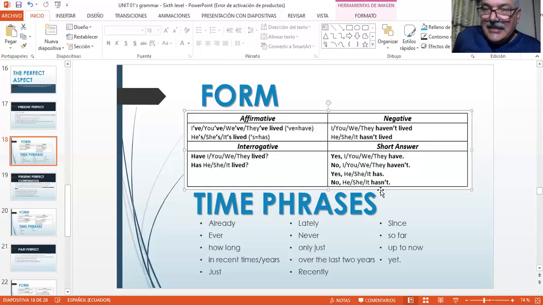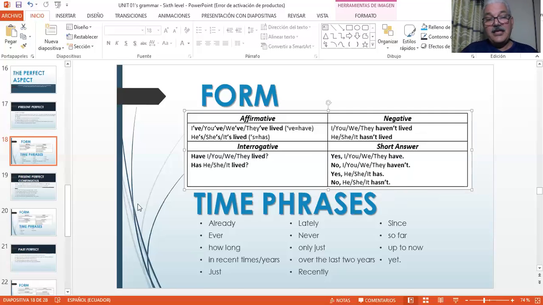Then, if it is negative, we have to say no, as you know, then the subject, and then the form of have that corresponds to the subject with not. In that case, you say, no, I haven't. No, you haven't. No, they haven't. Or no, he hasn't. No, she hasn't. No, it hasn't.